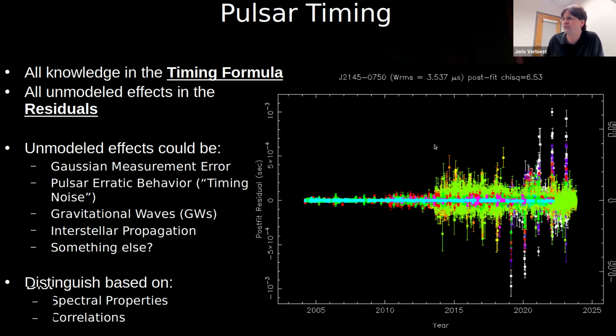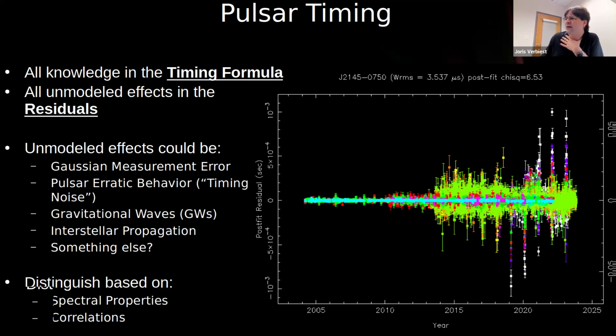Gravitational waves, obviously, they're one of the things that should be in the residuals here, and that's the trick to dig those out. Interstellar propagation, I mentioned that dispersion term that's dependent on the electron density. And so increasingly we're discovering that is one of the things that we really want to try and correct for. And of course, the solar wind, which I mentioned here, that's part of that.